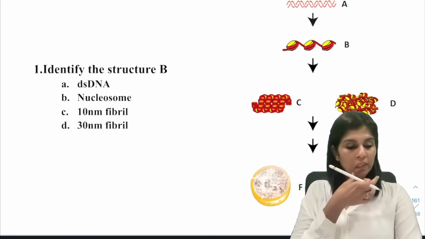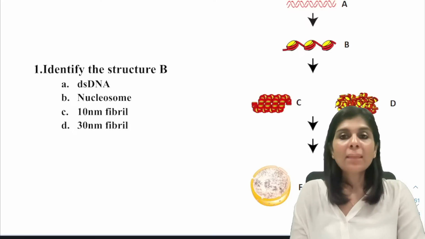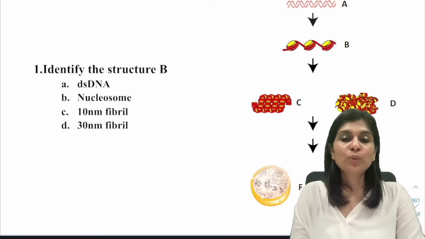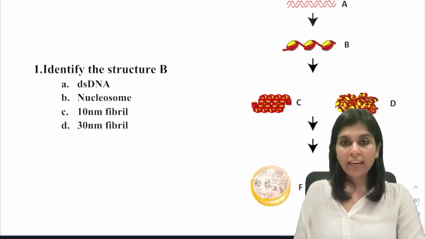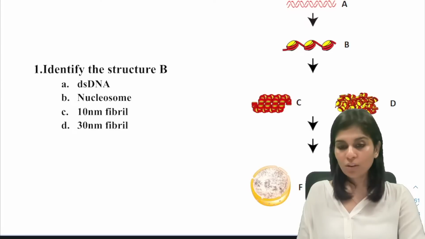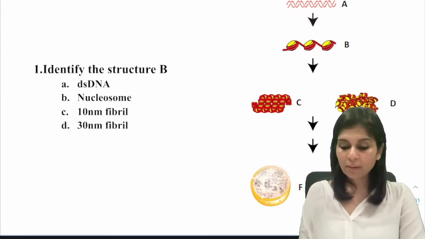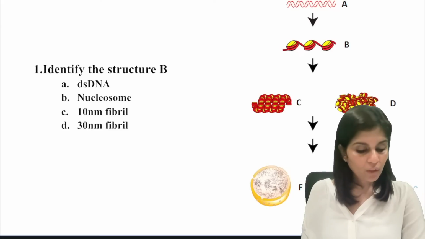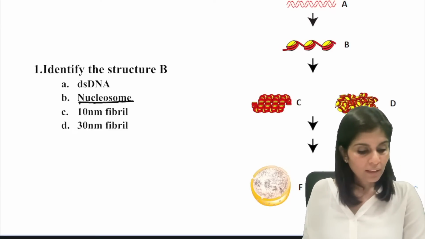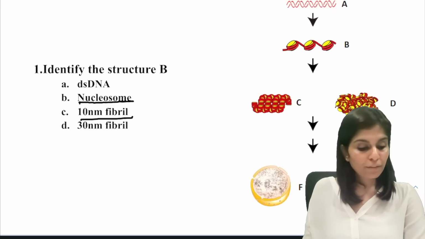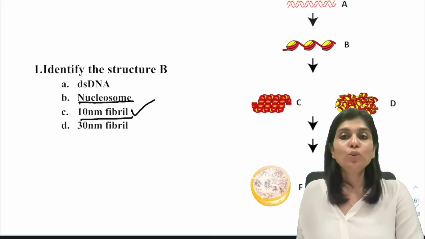Okay. So answer this. Identify the structure B. Let's try to discuss some genetics question now. So what is A? What is B? What is C? What is D? What is E and F? Who wants to answer this? So Dr. RJ says it's nucleosome. Okay, you think it's nucleosome. Ponmalar says it's 10 nanometer fibril. Ponmalar is right. Very good, Ponmalar. The answer is 10 nanometer fibril.